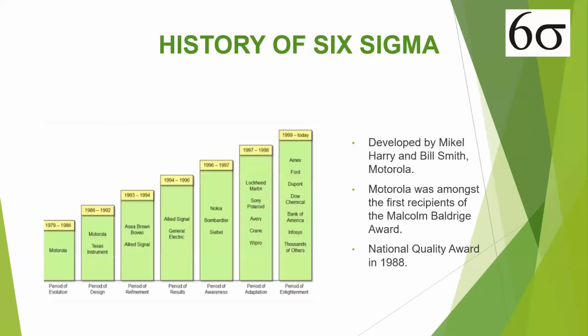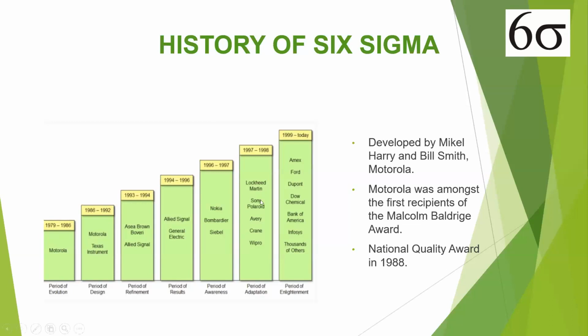The history of Six Sigma: like I said, it was developed by Michael Harry and Bill Smith at Motorola in 1979. This was a period of evolution. It underwent more of design at Motorola and Texas Instruments between 1986 and 1992. It was refined further by the company ABB, which is the famous Asia Brown Boveri, and Allied Signal up to 94. Then between 94 and 96, it was widely used by GE and it was very successful for GE.